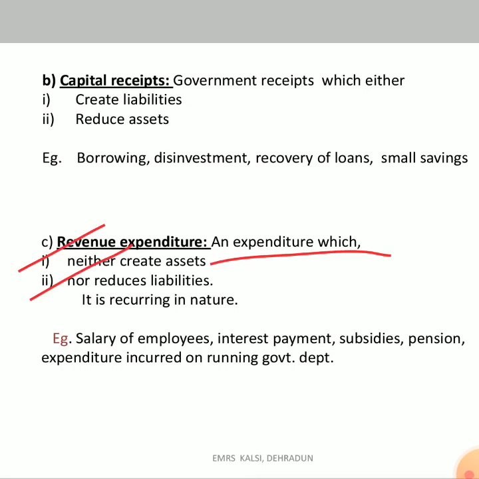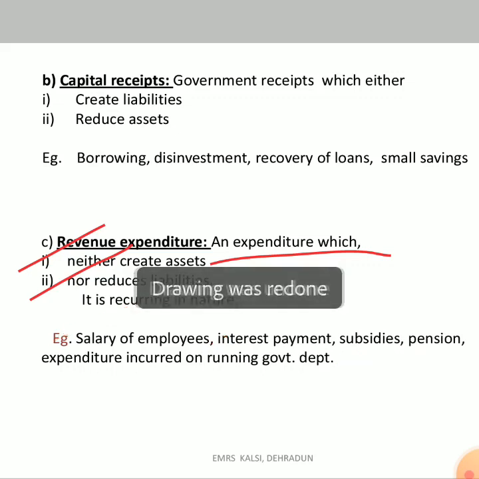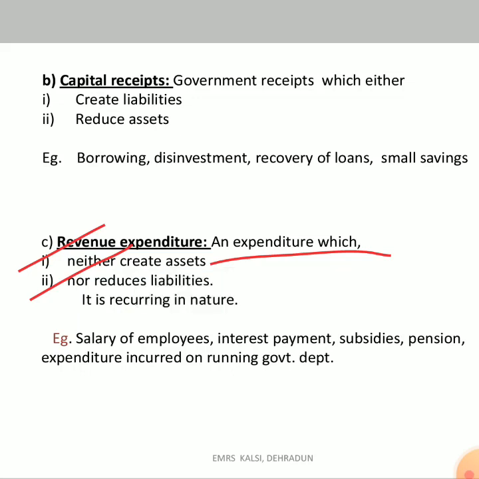So what are the examples of revenue expenditure? Salary of employees. When the government gives salary to the employees, neither are the liabilities reducing nor are the assets being created. Then interest payment, subsidies, pension, etc. So these are the expenditures which the government incurs, but neither are assets created nor liabilities reduced.